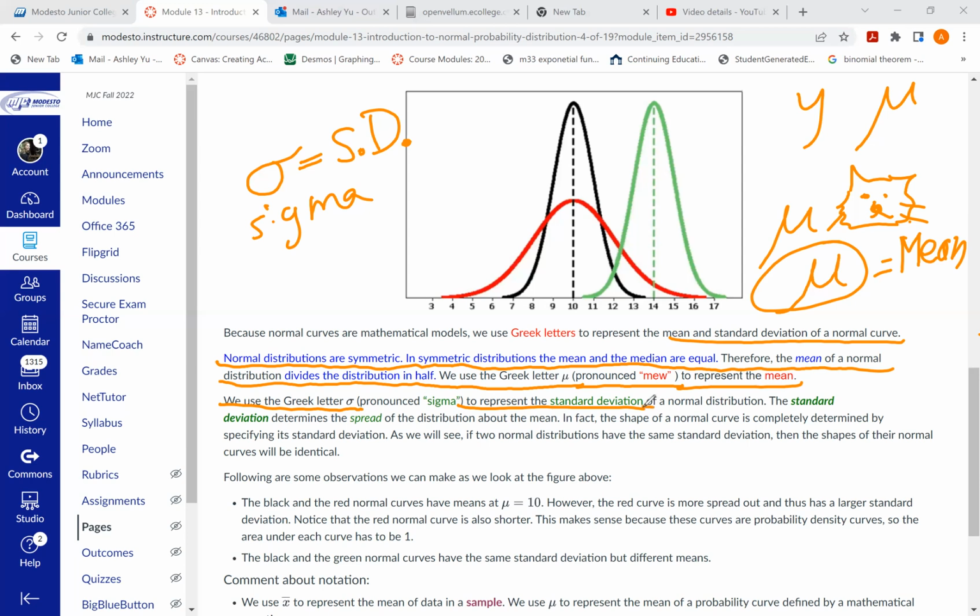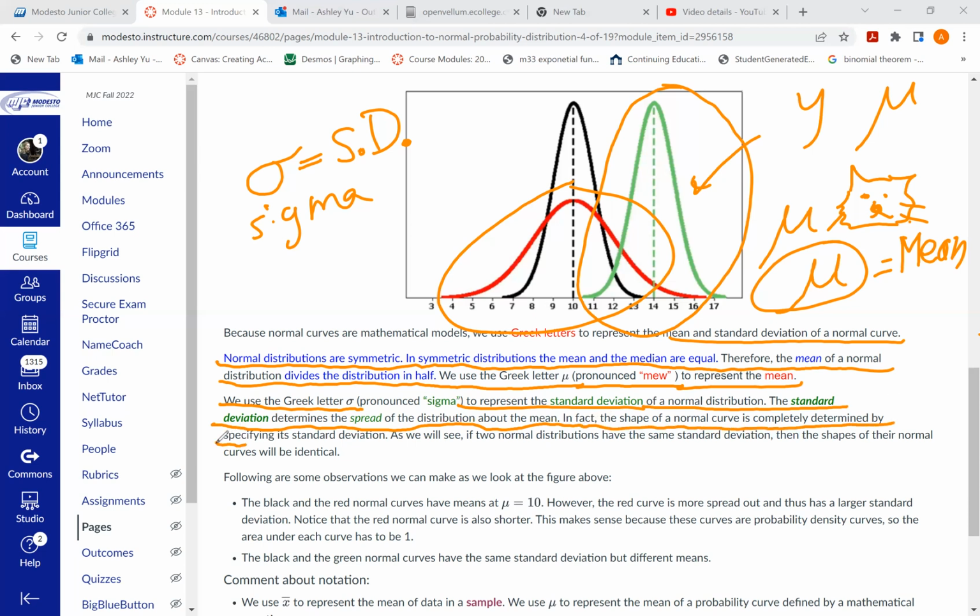It's fine. The standard deviation of a normal distribution determines the spread of the distribution about the mean. For example, the standard deviation of this green curve would be much smaller than of this red curve, because the red curve is wider, so the average value is further away from the mean. The green one is narrower, so the average value is much closer to the mean. In fact, the shape of a normal curve is completely determined by specifying its standard deviation. As we will see, if two normal distributions have the same standard deviation, then the shapes of their normal curves will be identical. The following are some observations we can make as we look at the figure above.